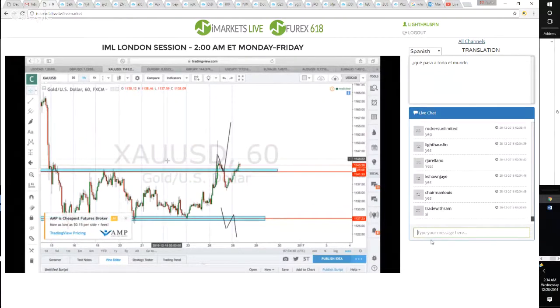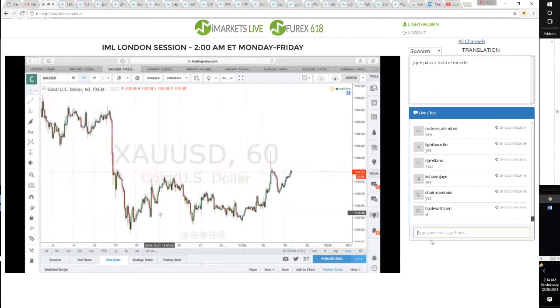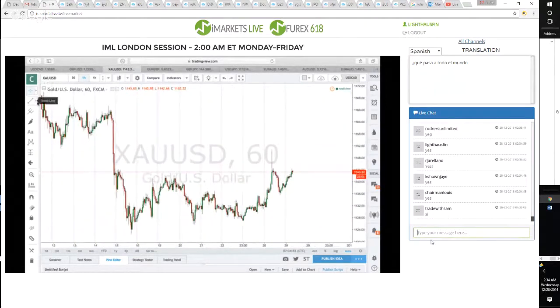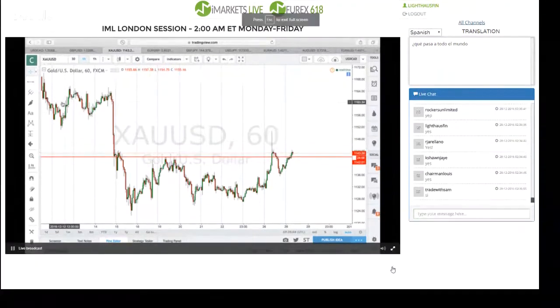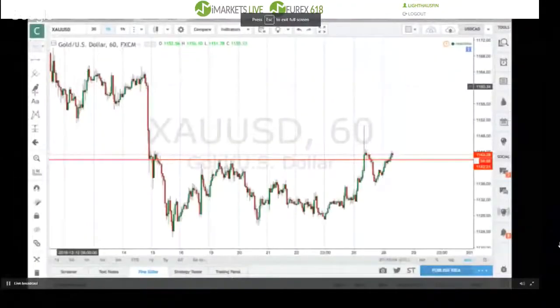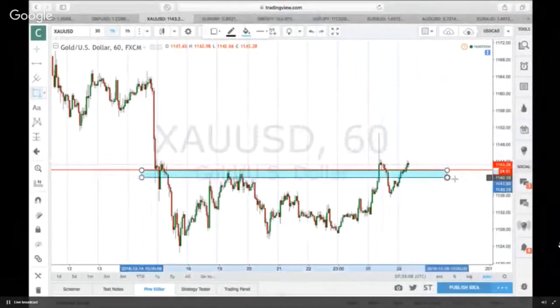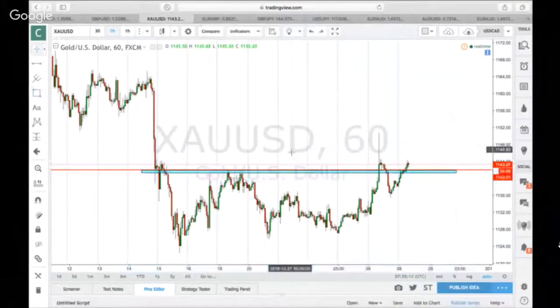Now look at this. Look closely. You have this area of resistance, right? You have this area of resistance. You have this area where there's a zone as well. There's a reason why we wait for the retest, because if there's no retest, there's no entry. Right now, it's ranging between two areas.